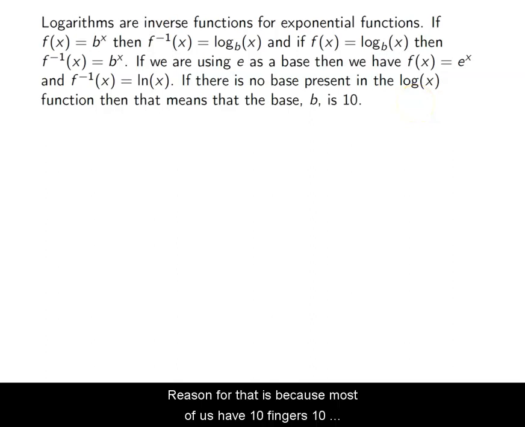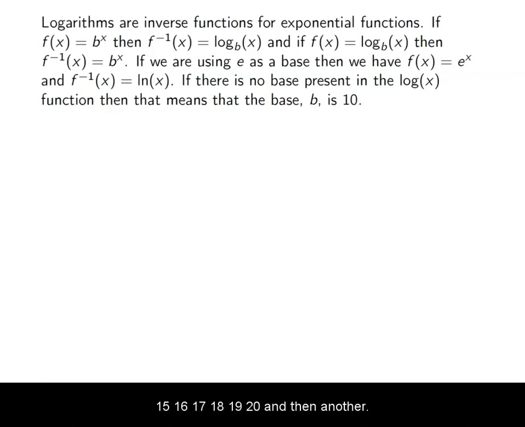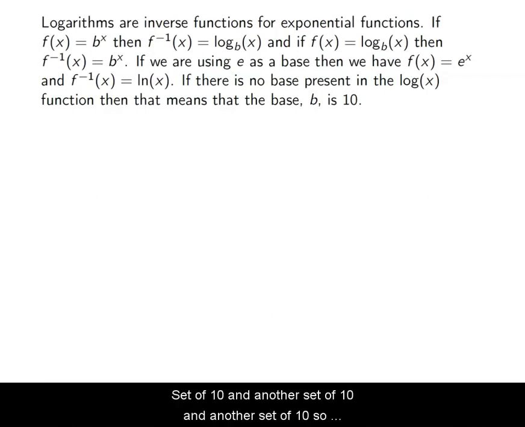The reason for that is because most of us have 10 fingers, 10 toes. We count by tens. Our number system is a base 10 system. We go 1, 2, 3, 4, 5, 6, 7, 8, 9, 10, and then we count by another set of 10. 11, 12, 13, 14, 15, 16, 17, 18, 19, 20. And then another set of 10, and another set of 10. So that's why our standard base is a base of 10.